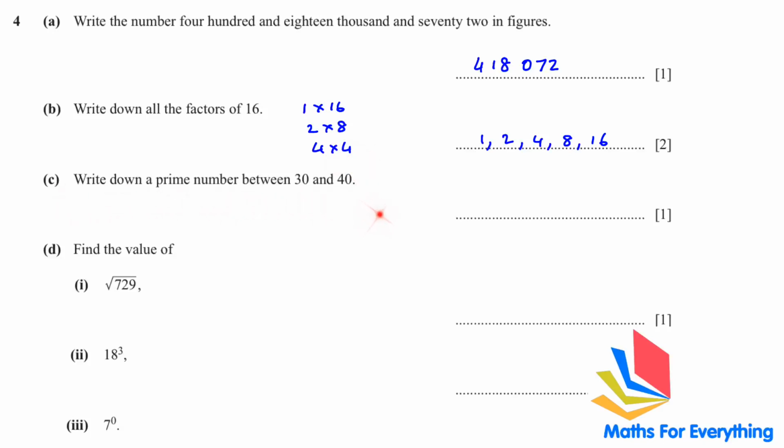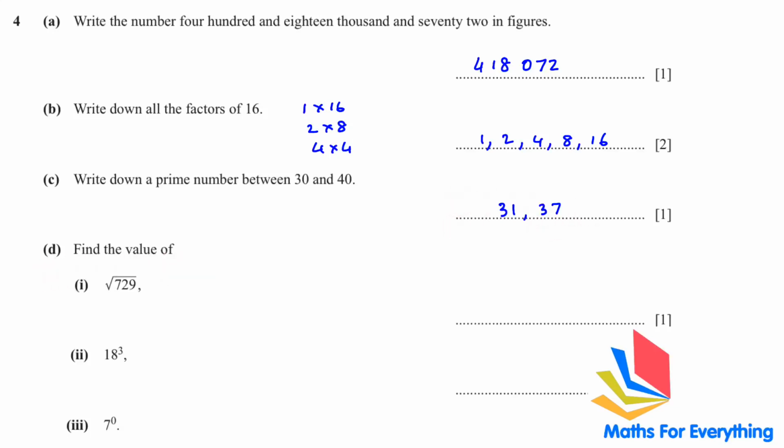Write down a prime number between 30 and 40. A prime number is a number that is only in its own times table and in the times table of 1, or it is not divisible by any other number except itself and 1. So the prime number between 30 and 40 is 31 or 37. Any one answer will do.